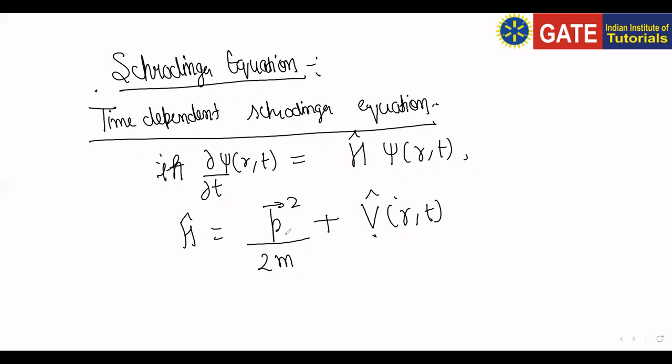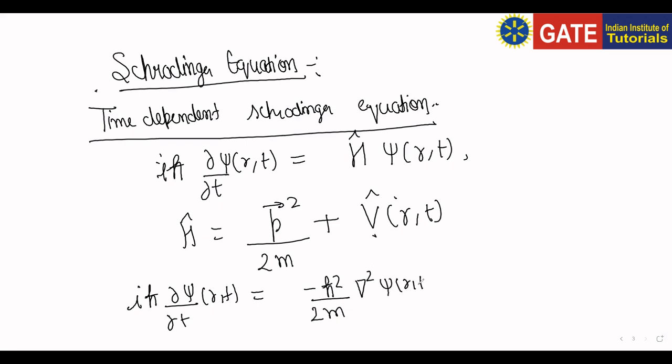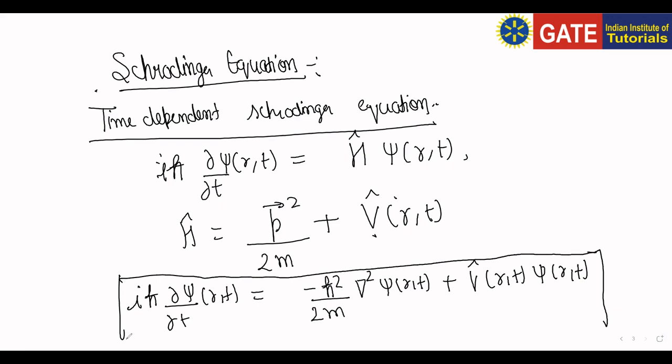In spherical polar coordinates, it is minus ħ squared del squared. Del squared in general is just del squared. So this equation becomes iħ ∂ψ/∂t (r,t) equals minus ħ squared upon 2m del squared ψ(r,t) plus V(r,t) ψ(r,t). This is the most general Schrodinger equation, the 3D Schrodinger equation. You can change it to 1D and 2D depending on del squared.